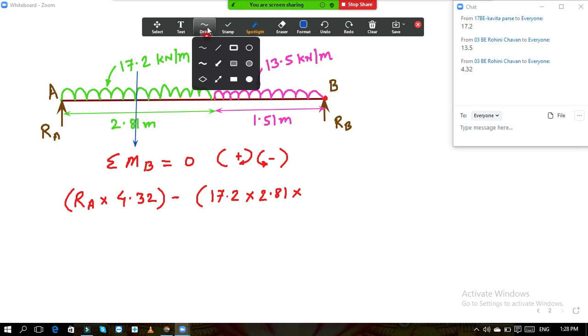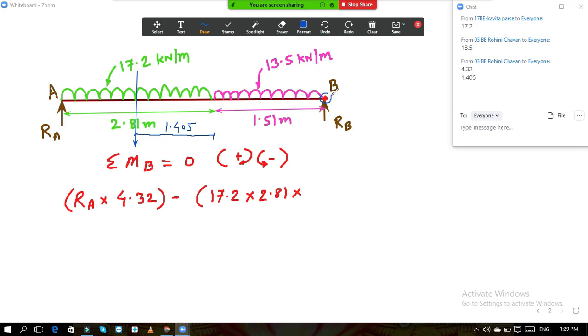So how much it is? Calculate the distance. So this much of distance first you need to calculate. It is 2.81 by 2. So how much is it? 1.405. Okay, so this is 1.405. Now the total distance, as we are taking the moment about point B. So from point B, what is the total distance? It is 1.405 plus 1.51. So it is 2.92. This is the distance.